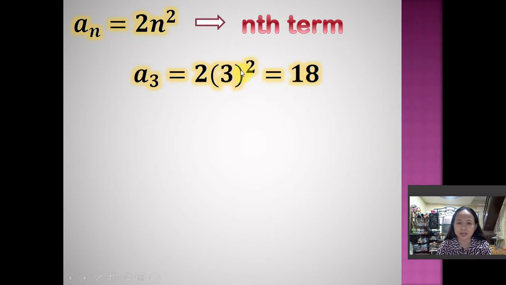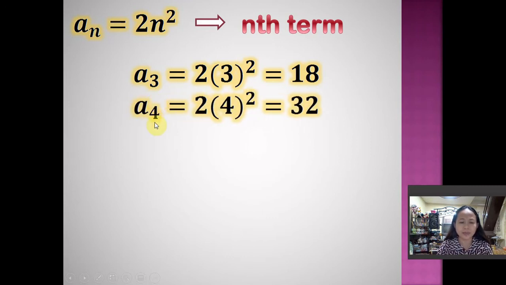So take note, you are going to simplify this one first, 3 to the power of 2. Next is multiply the result with 2. That's the rule. Raise this one to the power of 2. Next is multiply it with 2. So again, 3 squared, that's 9 times 2, and that is 18.